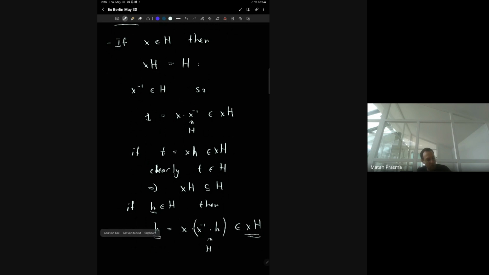This means I started with a general element in H. This means that H is contained in XH, which of course means that H is equal to XH. Okay, so it's a funny operation. It kind of swallows everything that you put into it that is already in the subgroup.